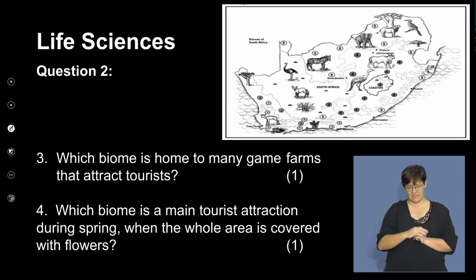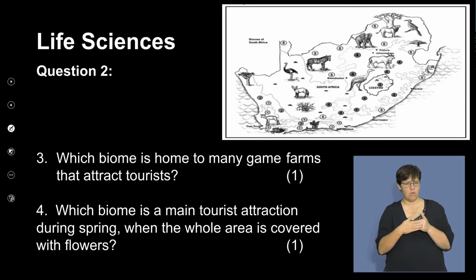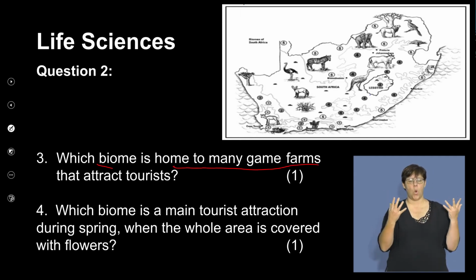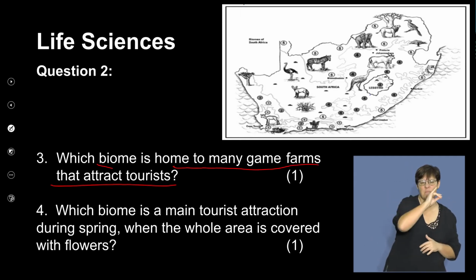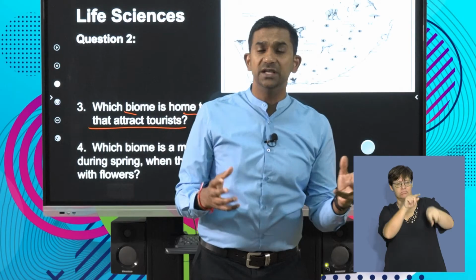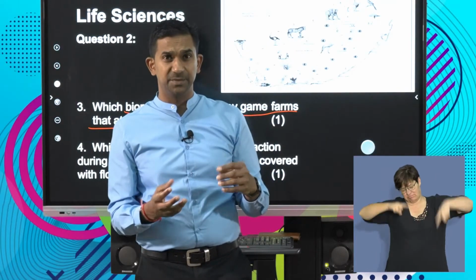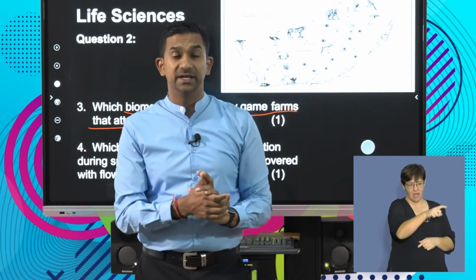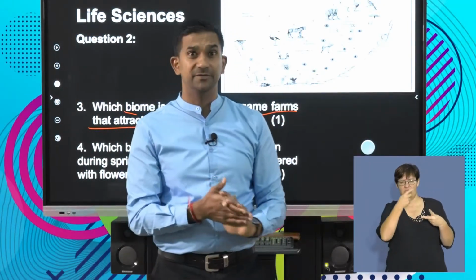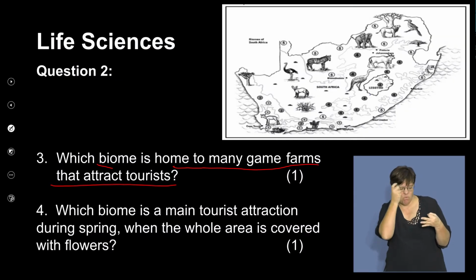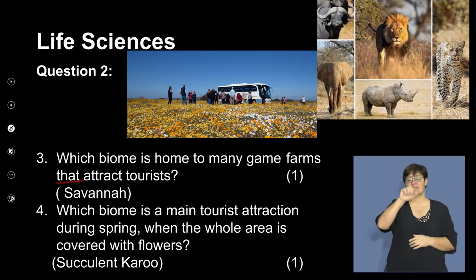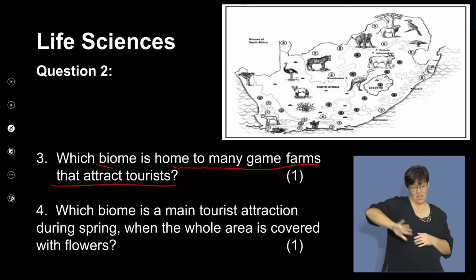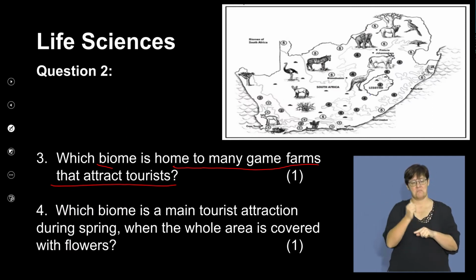As we get further into the question, let's see if we can get into the next bit. Which biome is the home to many game farms that attract tourists? Guys, we know that South Africa is unique for its biodiversity, but what is often a point of attraction for tourism is your Big Five. And so the Big Five are predominantly found in your savanna region.